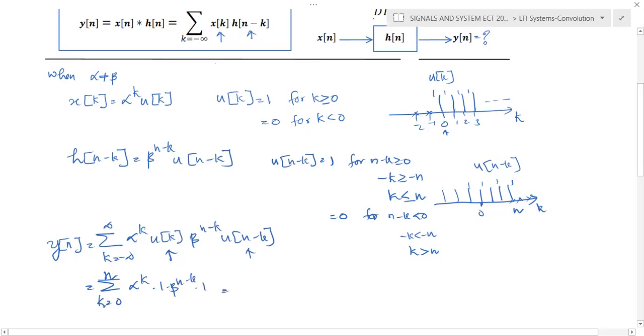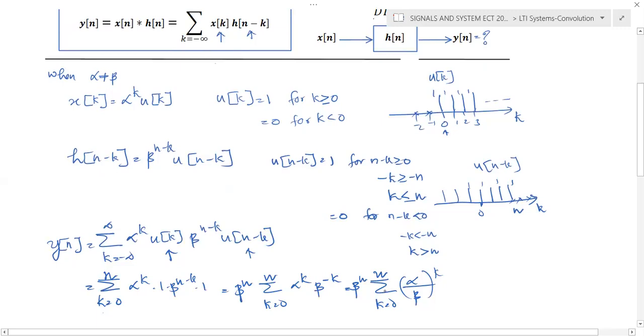Now if you consider this particular summation, here the variable is k, so you can consider the term n as a constant. So you can take beta raised to n outside. The remaining is k equal to 0 to n, alpha raised to k into beta raised to minus k. If you simplify this, beta raised to n into the sum k from 0 to n of alpha by beta, the whole raised to k.